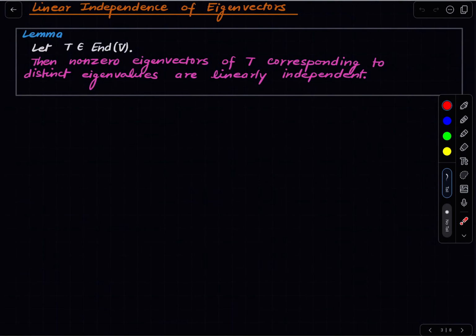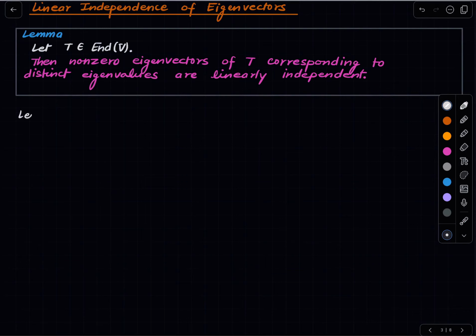So here is our main theorem: if T is an endomorphism on a vector space V, we are not assuming anything about the base field, it's just some arbitrary field, then we claim that non-zero eigenvectors of T corresponding to distinct eigenvalues are linearly independent. What we will do is prove this in special cases first, and then I will show you the general proof. So first, let us prove it for two eigenvalues.